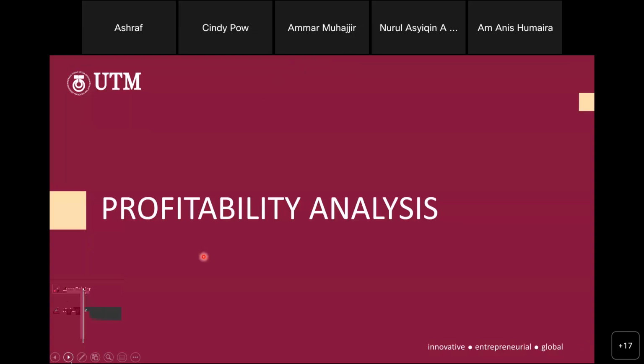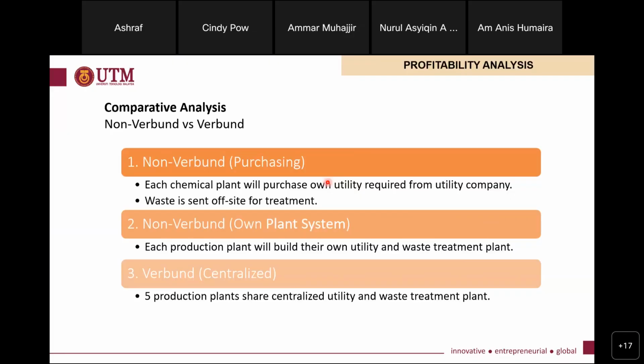I will present the profitability analysis of our pool. First of all, I will introduce the comparative analysis between non-verbal and verbal. Non-verbal consists of two types, which are first, purchasing, and second, plant system. Meanwhile, the verbal is the centralized one.